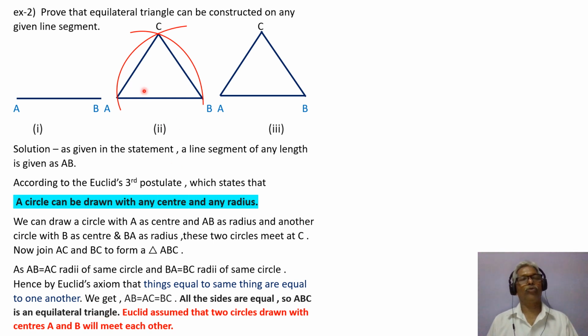Now there is an argument by some mathematicians. It says that Euclid assumed that the two circles drawn with centers A and B will meet each other at C. So Euclid only assumed that, because it was not proved, only assumed that they will meet somewhere. The point is C. So this is what the argument says.